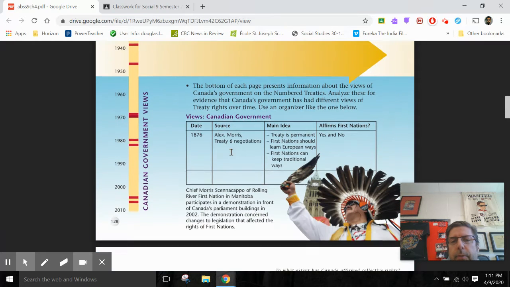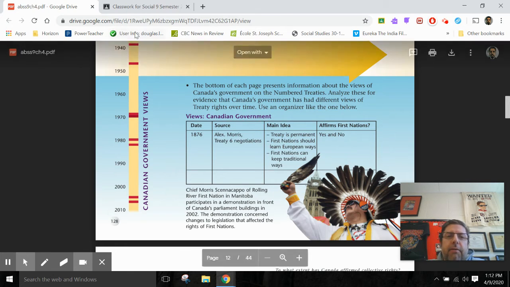The blue represents the government's perspective. The bottom of each page presents information about the views of Canada's government on the numbered treaties. Analyze these for evidence that Canada's government has had different views of treaty rights over time. Once again, use an organizer like the one below, and you'll see the organizer in your Chapter 6 worksheet.